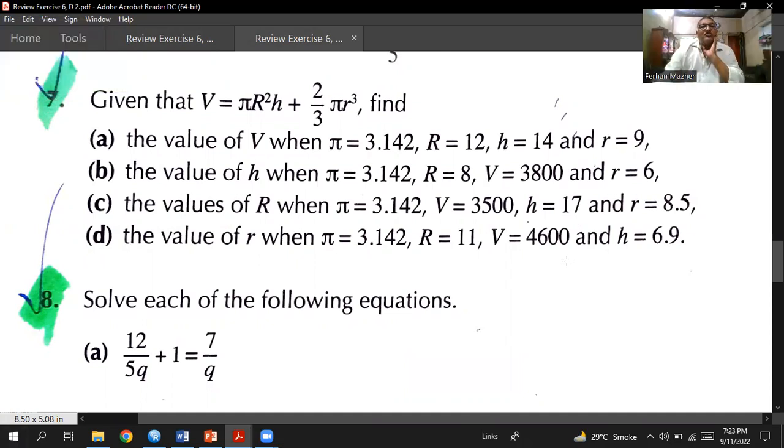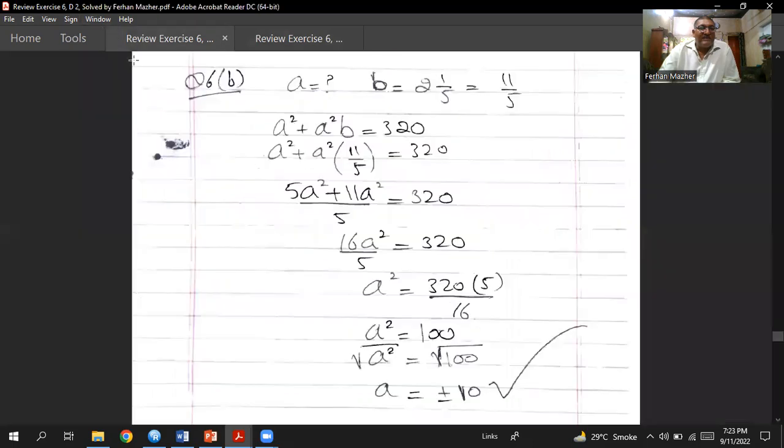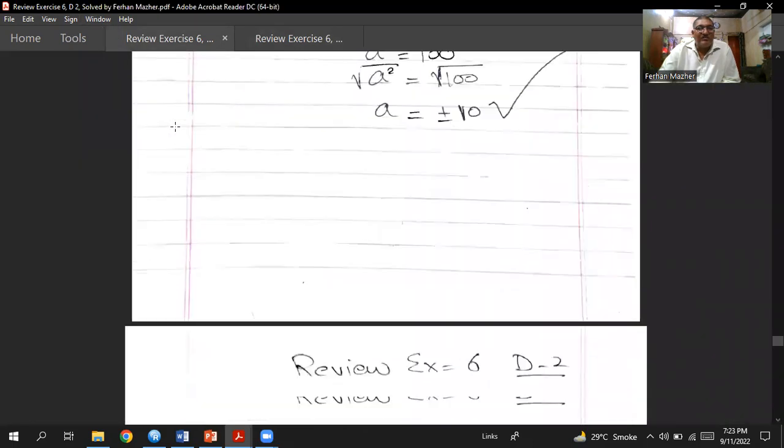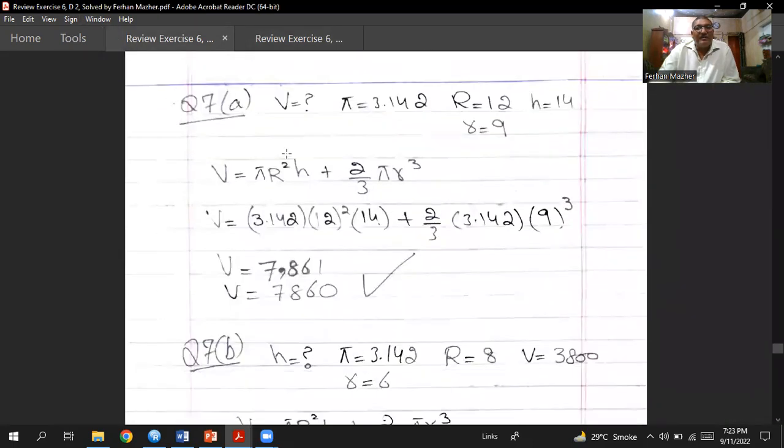So now we have question number 7. It says, given that V is equal to pi r square h plus 2 by 3 pi r cube, find the A part: the value of V when pi is 3.142, R is equal to 12, H is 14, and r is 9. Okay. So let's see how this is done. Question number 7, A part.